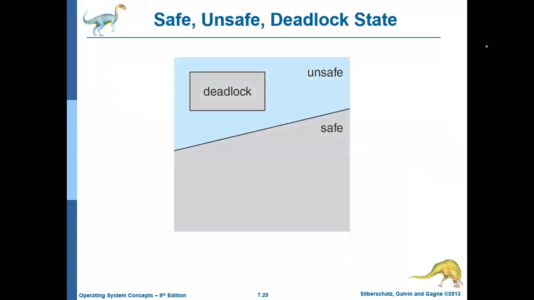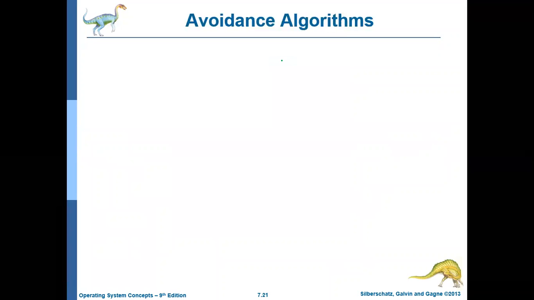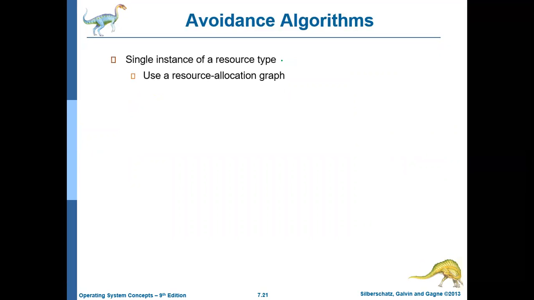So this diagram clarifies the thing. If the system is in the safe state, then there is no deadlock. In the unsafe state, every unsafe state is not a deadlock state. For example, these are not deadlock states, but deadlock is an unsafe state. Every unsafe state is not deadlock, but deadlock is an unsafe state. So that's the point.